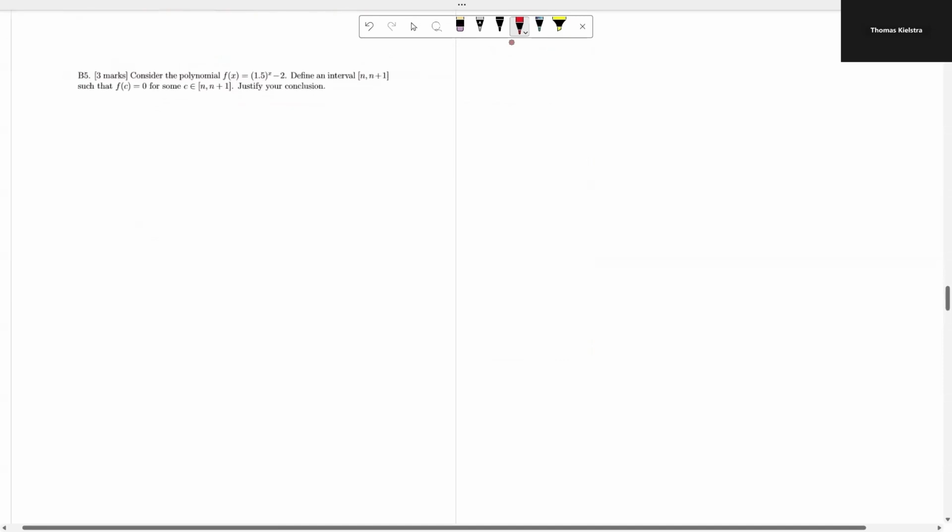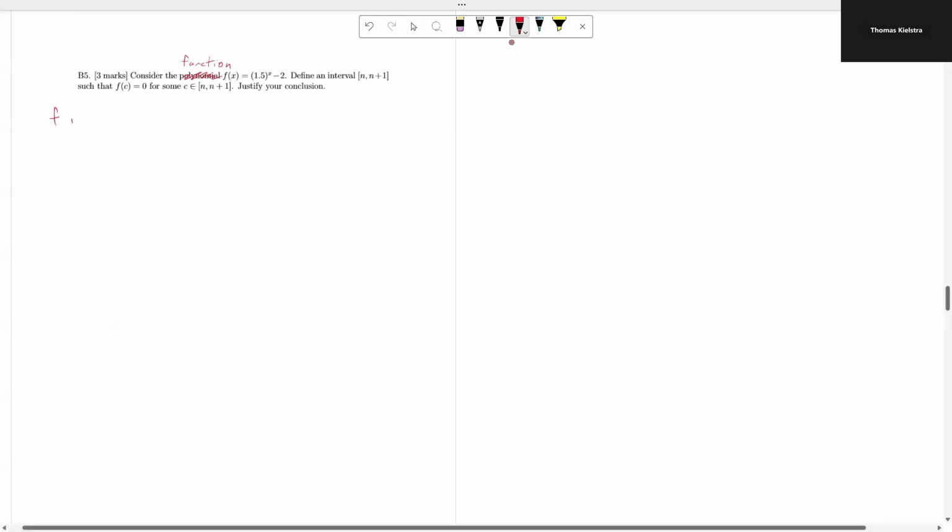In B5, we have a function, not a polynomial. This is an exponential function. And we want to divide an interval n plus 1 such that f of c equals 0 for some c in that interval. When I see this, I'm looking at it and going, oh, this looks a lot like intermediate value theorem. And if we remember from before, intermediate value theorem, we had to have a continuous function, and we had to have that the two endpoints bound the number we're looking for.